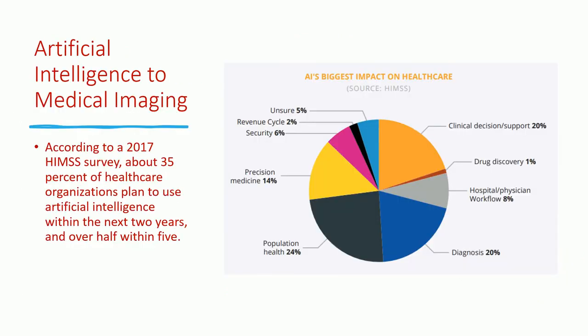So this is the spectrum of artificial intelligence used in medical imaging, right? How it is impacting the different aspects of healthcare. You can see a large number here, which is population health, where artificial intelligence is providing many innovative ways to deal with different healthcare issues, right?